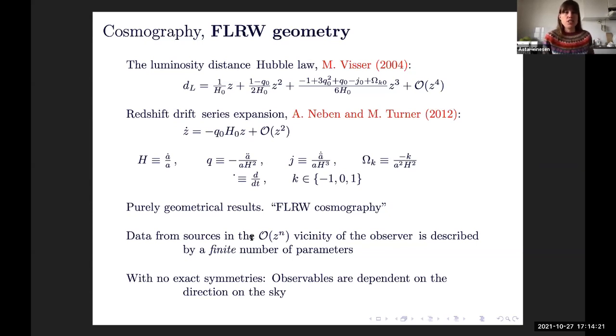Here we can write the luminosity distance as a series expansion in redshift, where you would all know the first order term, which is the usual Hubble law, prescribing the proportionality between distances and redshifts of sources close enough to the observer. When we go to higher order, we have the deceleration parameter entering, which is the second time derivative of the scale factor, and it comes with a minus sign by convention. When we go to third order, we have the so-called jerk parameter entering, which is the third time derivative of the scale factor, and we also have curvature entering through the FLRW spatial curvature parameter.